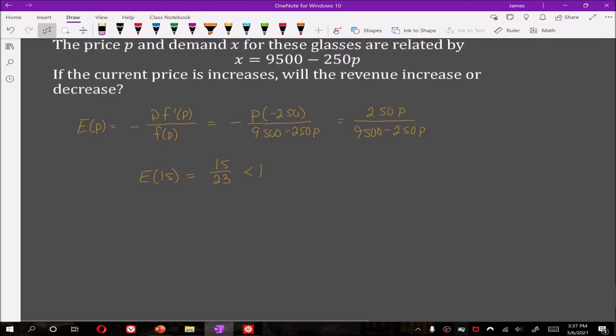Inelastic means that at the current price, increasing the price will result in an increase in revenue.